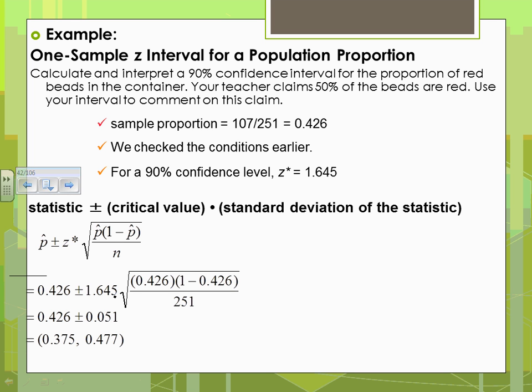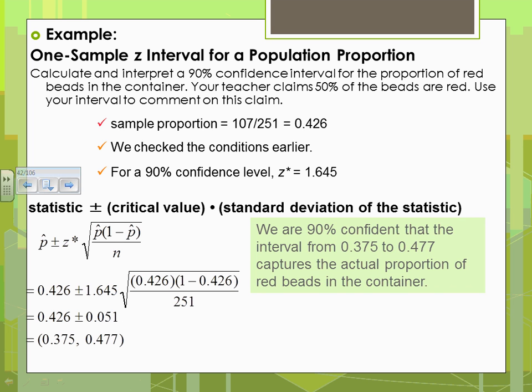So we have 0.426 plus or minus 0.051. So we can see our margin of error is 0.051. And then you can make your confidence interval by adding it on and subtracting it from it. So that would give me a 95% confidence interval. So then you can say we are 95% confident that the interval from 0.375 to 0.477 captures the actual proportion of red beads in the container.